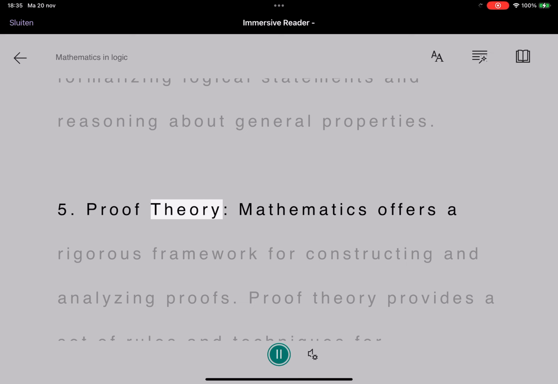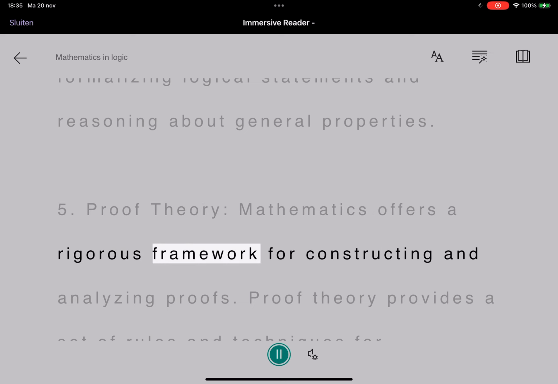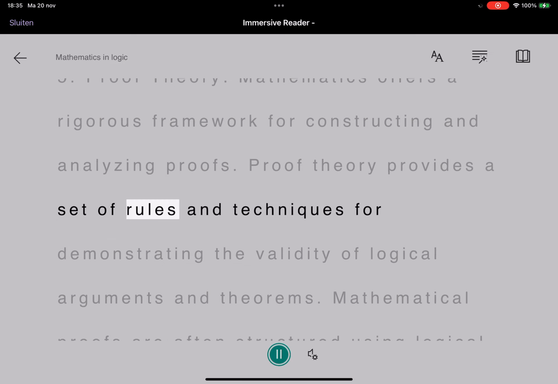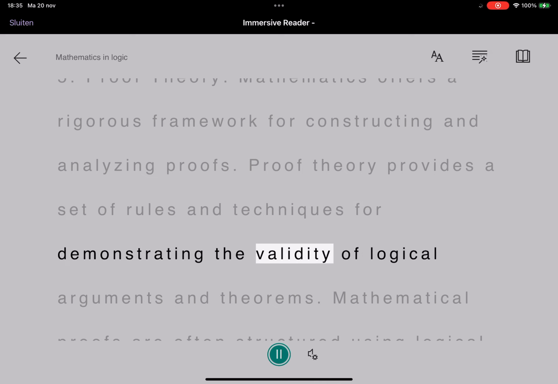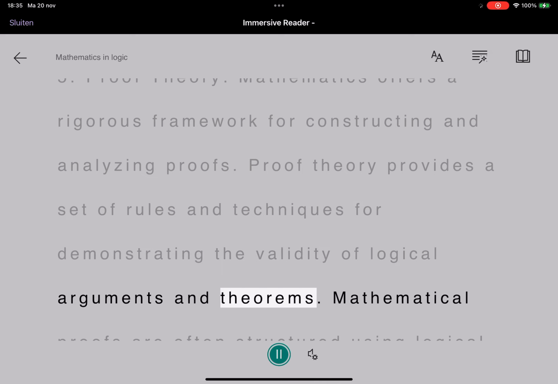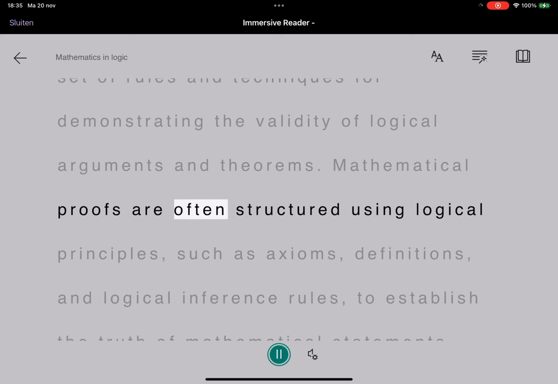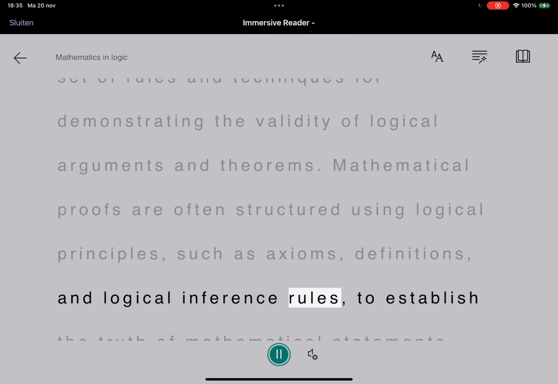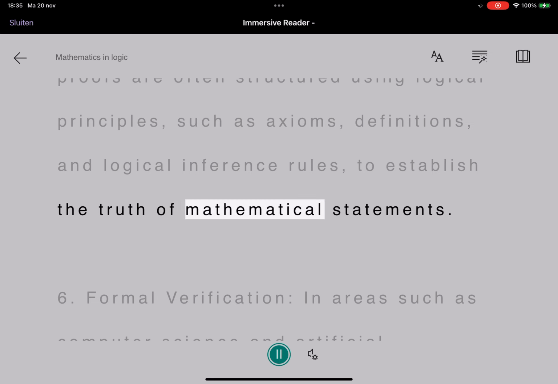5. Proof theory. Mathematics offers a rigorous framework for constructing and analyzing proofs. Proof theory provides a set of rules and techniques for demonstrating the validity of logical arguments and theorems. Mathematical proofs are often structured using logical principles, such as axioms, definitions, and logical inference rules, to establish the truth of mathematical statements.